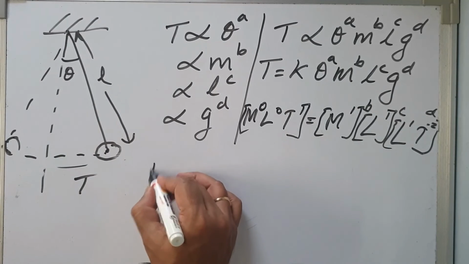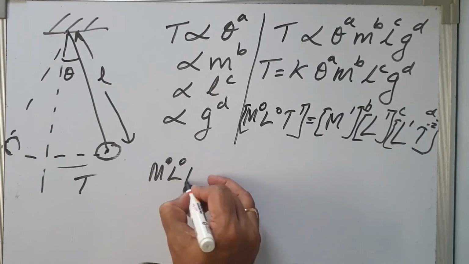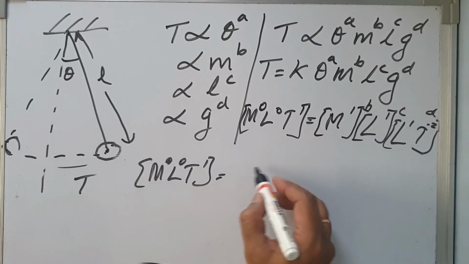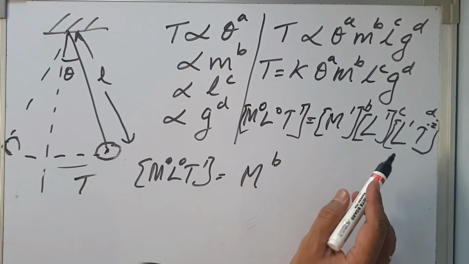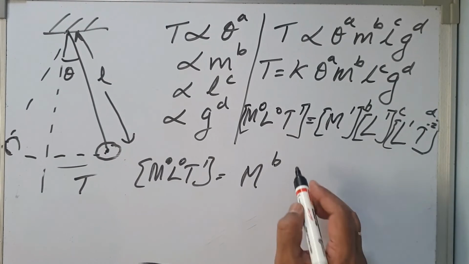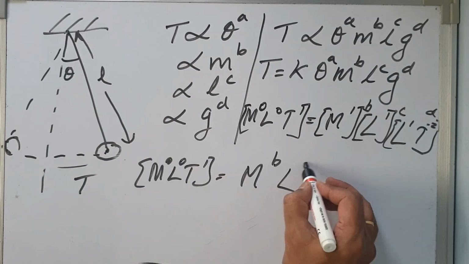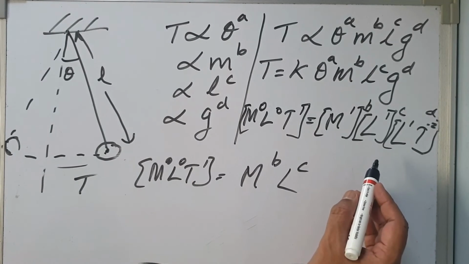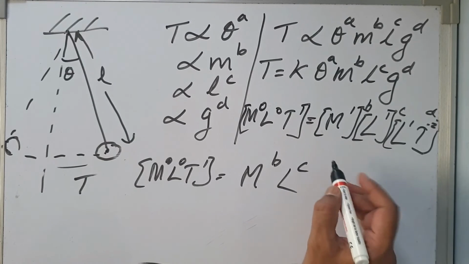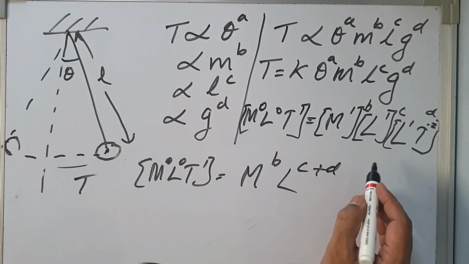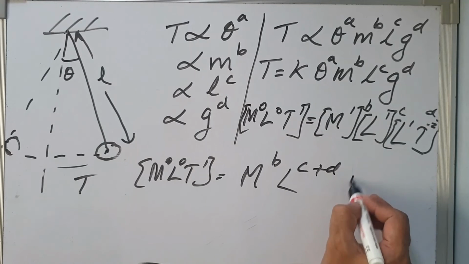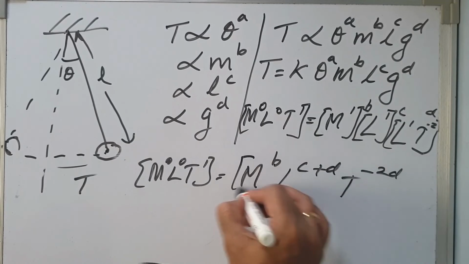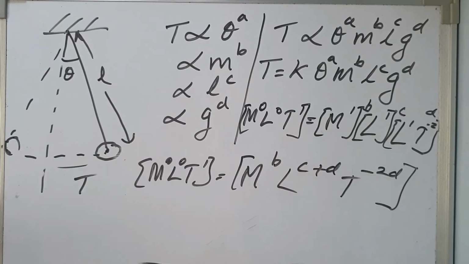So what do we have here? M^0 L^0 T^1 on the left. Right hand side: M to the power of b, L to the power of c plus d, T to the power of minus 2d.